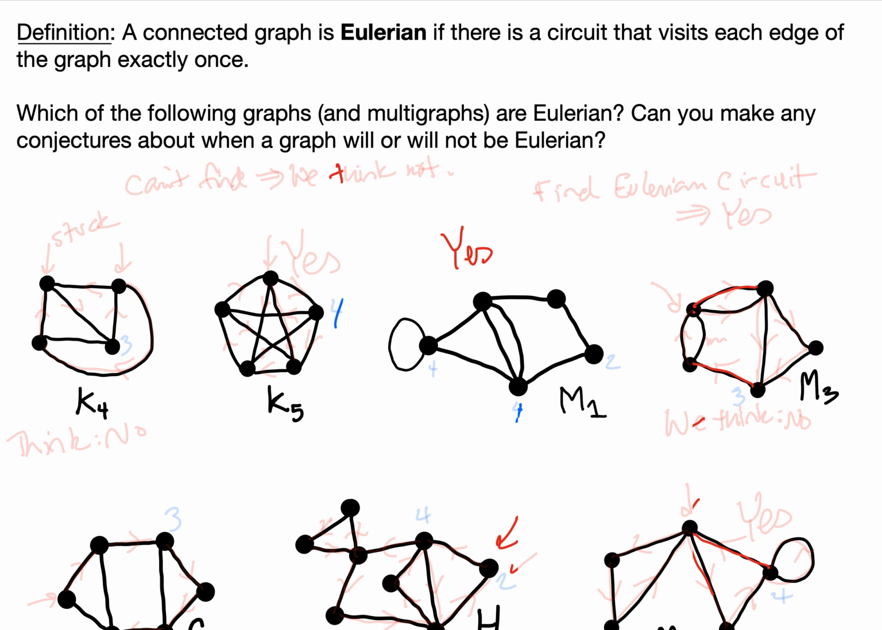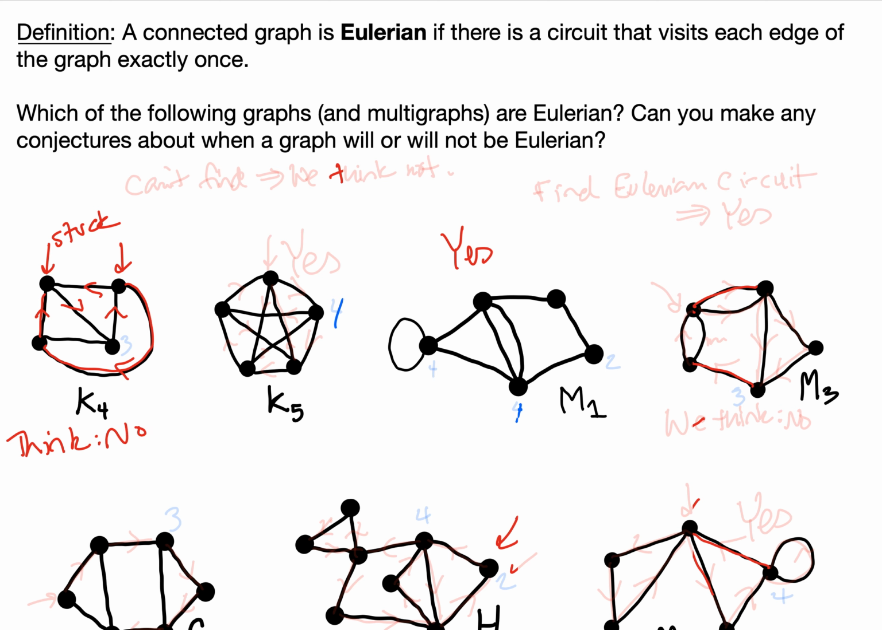Let's look at K4, the complete graph on 4 vertices. Let's just say that we start here and go around. So we've used this edge. We can leave that vertex either this way or this way, and we can go back up. Now we can go over, and at this point we are stuck. That doesn't necessarily tell us that there is no Eulerian circuit for this graph, but if you try a bunch of different ones, we can say we think the answer is no.